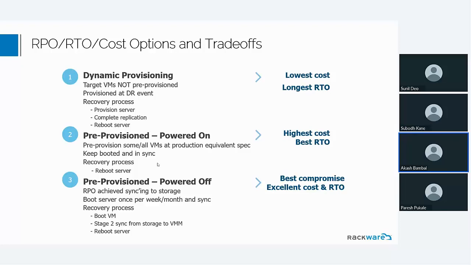So almost always you are going to have the use case where you have workloads which are having different priorities, or which are having different criticalities involved with them. So you can have those segregated into different DR schemes. Some may go for dynamic provisioning, some for pre-provisioned powered on, and others for pre-provisioned powered off. It will help you balance your cost considerations on the DR side, as well as achieve the right RPOs and RTOs for the workloads that you have in scope.